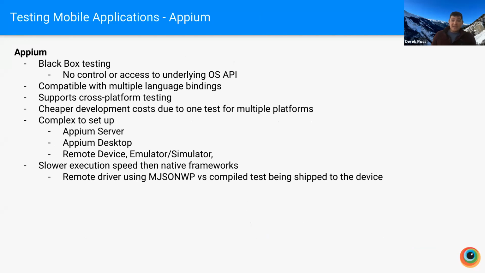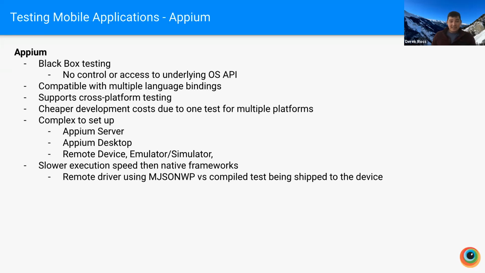The other option for testing is Appium. Appium is a great framework. It's been around for a while. It's based on Selenium. So anybody who's run Selenium tests for desktop has a fairly short learning curve to understand how Appium works and to migrate their skills to Appium for the mobile platforms. This is going to take the approach of black box testing.